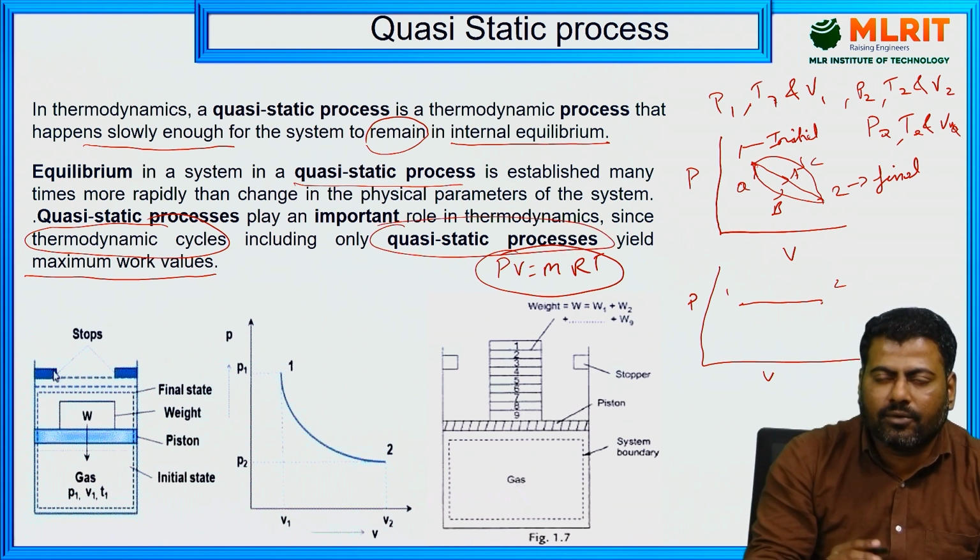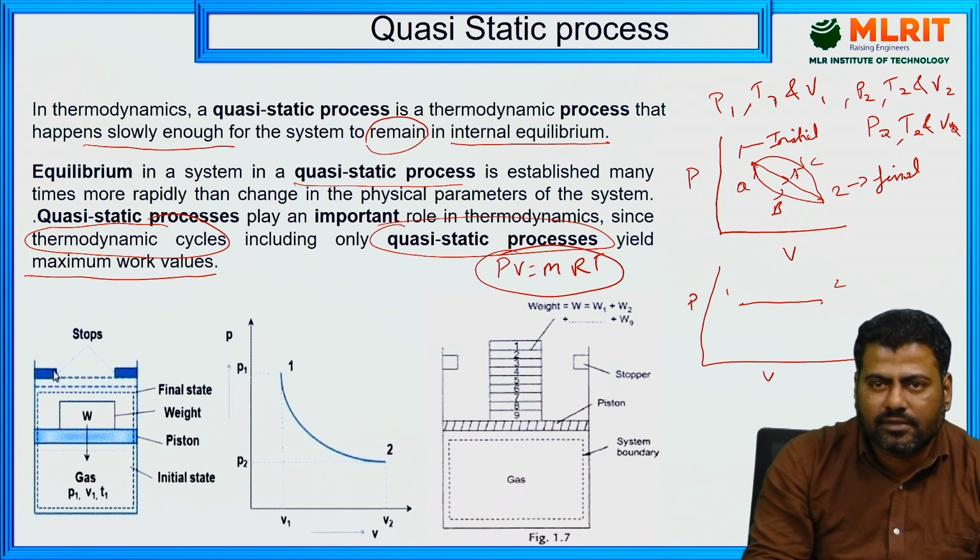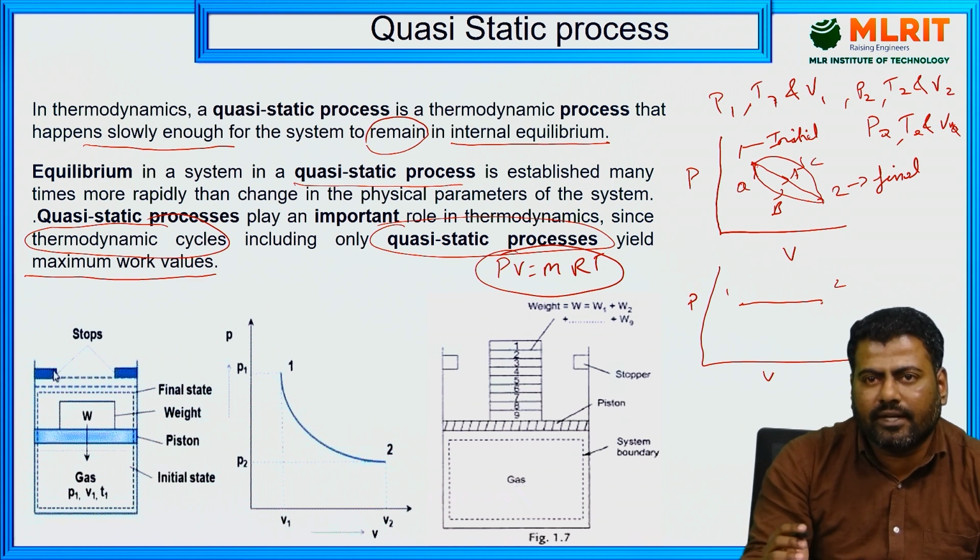So I need ideal processes and then I need the actual processes, right? For that purpose only we have this quasi-static process. So what are the processes? The constant pressure process, constant volume process, constant temperature process, and isentropic process, combinedly we call polytropic process. All these processes come under the quasi-static process. So mathematically I can find out the intermediate states.